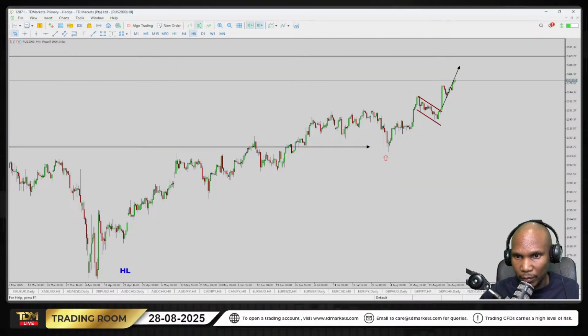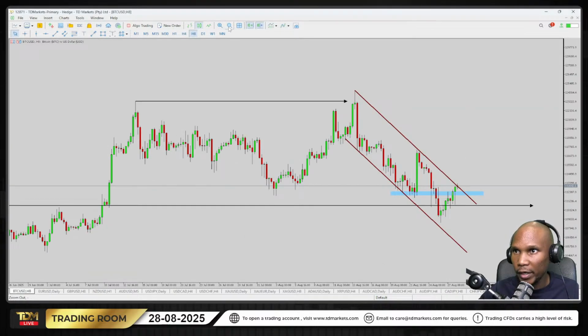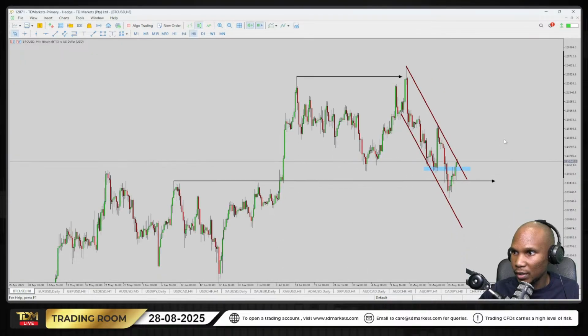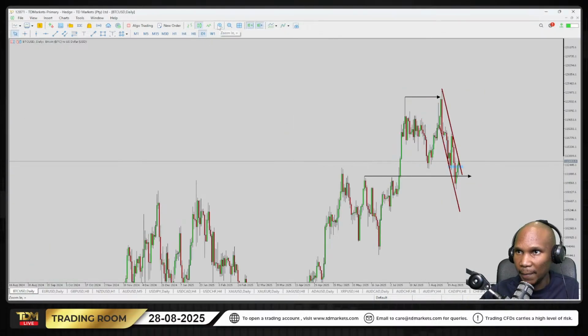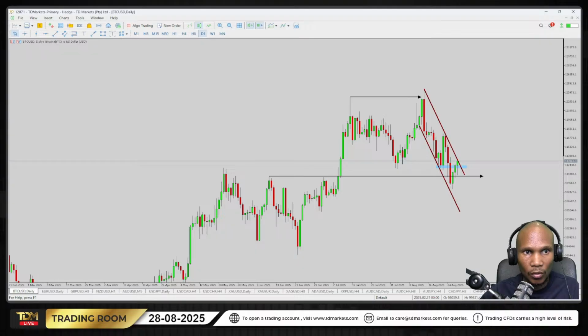All right, so let's have a look at Bitcoin. We spoke about Bitcoin on Tuesday, and I'm not bearish on Bitcoin, I'm bullish. I'm waiting for this channel to break to the upside. So this low that's forming here, I want to see if there is a lower high. If this low is a lower high, then anywhere from here, I'm anticipating Bitcoin to push up.